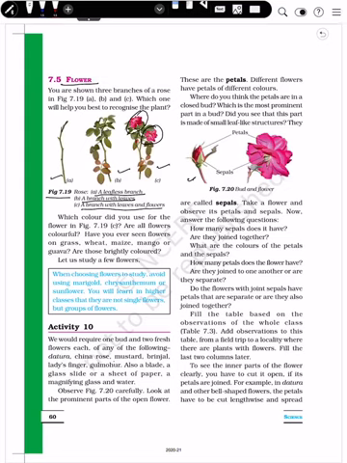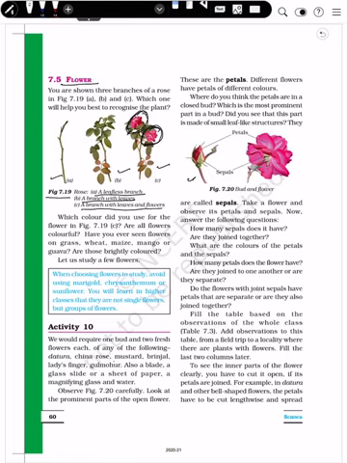So among these three diagrams, which will help you best to recognize the plant to which this branch belongs? Now we are easily able to recognize it by seeing the flower, that is, they are flowers of roses. So we can easily recognize that this is the branch of a rose plant.